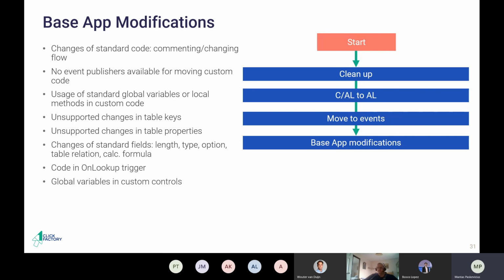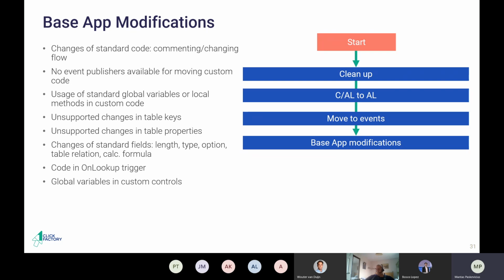But then after we do that, we need to think about the base app modifications that we're going to leave in the solution. So the base app modifications is a step in which we take a look at the code which has been left after we move as much code to events, and we think about what we can do with the code that has been left and how much code we leave in that solution.